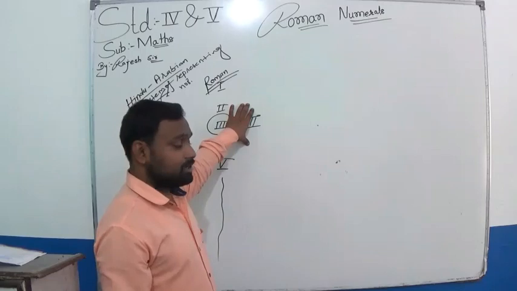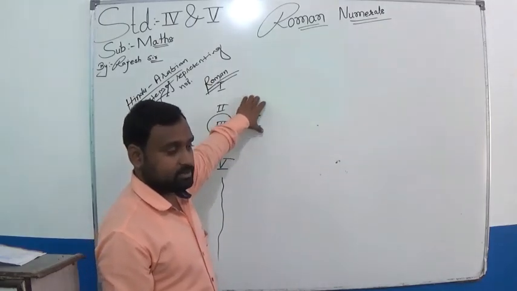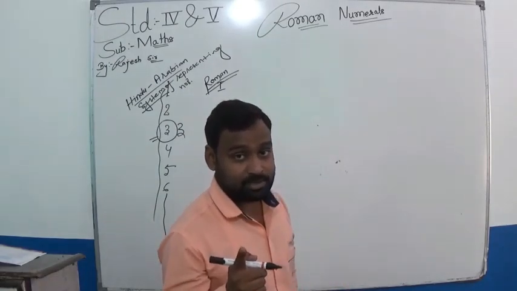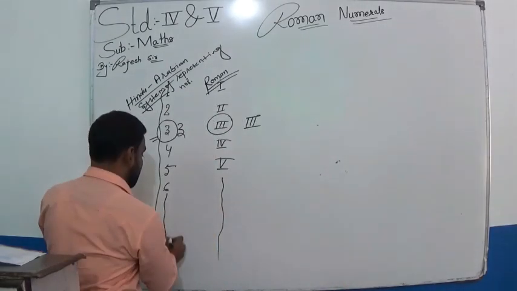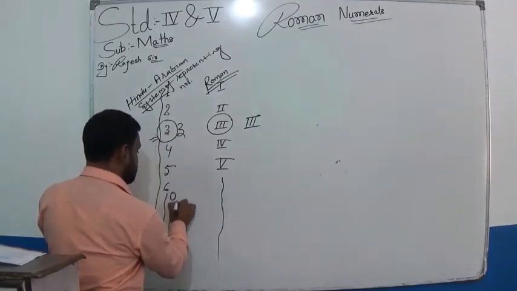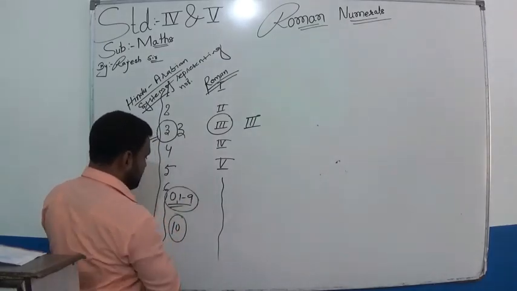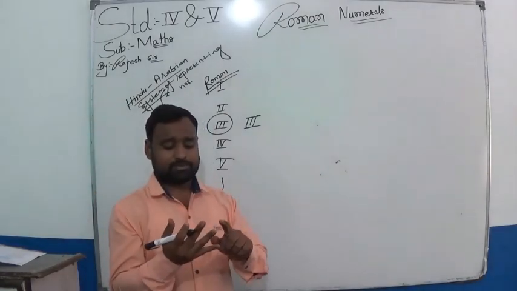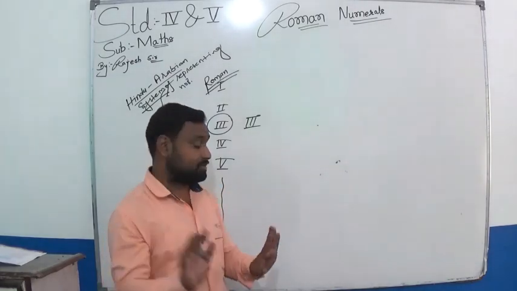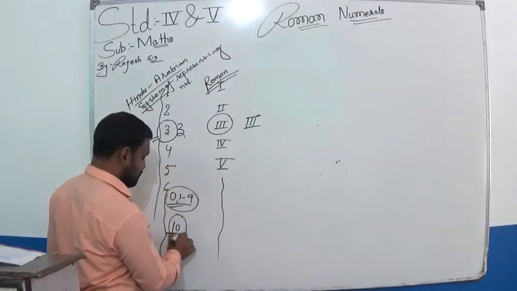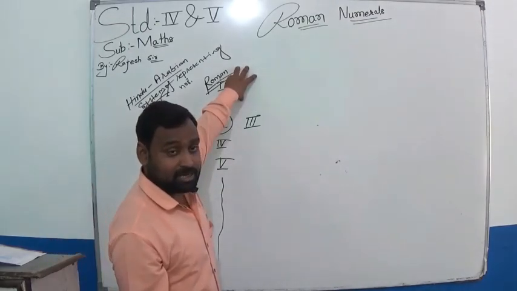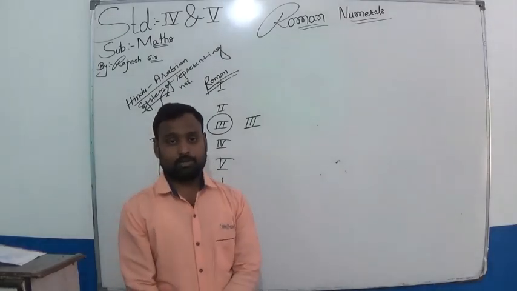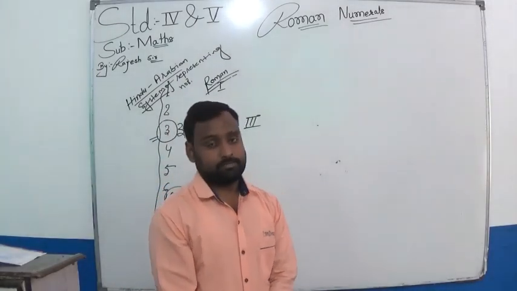In Roman numerals, as you know from your earlier class, we have 7 symbols. And in the Hindu-Arabian system we have 10 symbols in total, 0, 1 to 9. You can count 0, 1, 2, 3, 4, 5, 6, 7, 8, 9. 10 symbols means 10 digits. And here in the Roman system, we have only 7 symbols which are used to represent numbers.